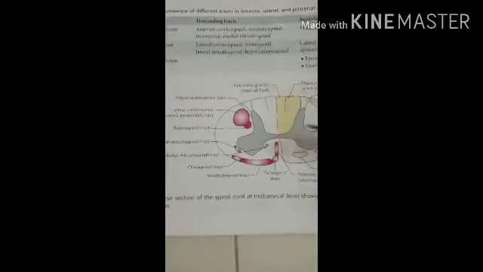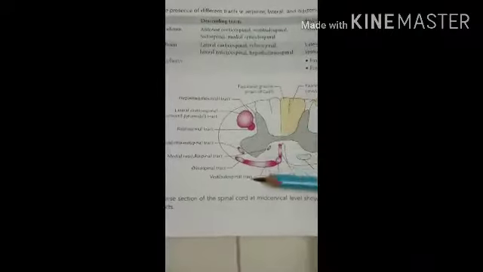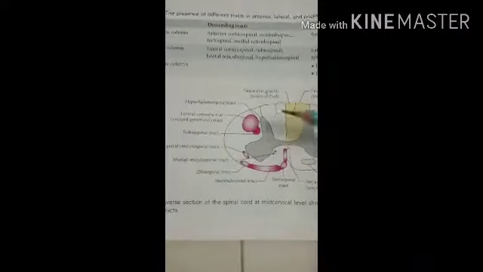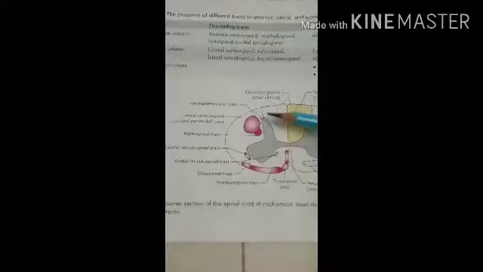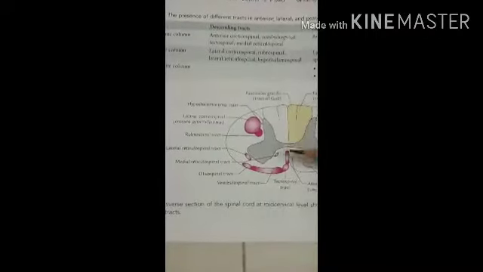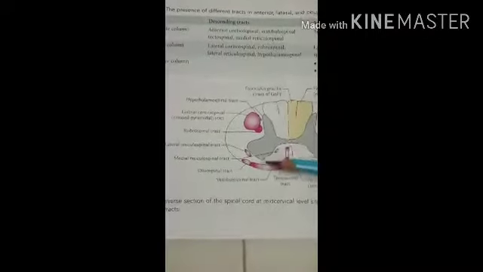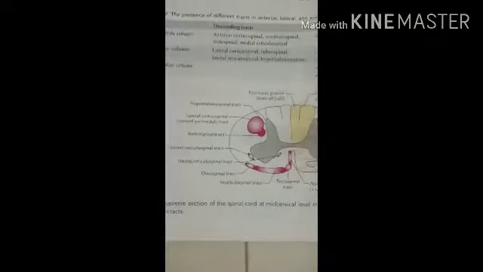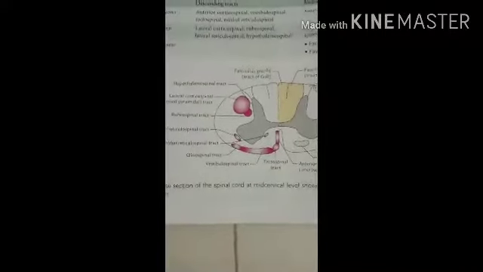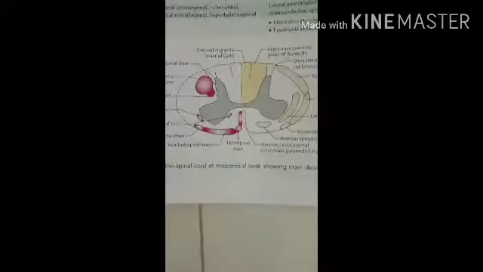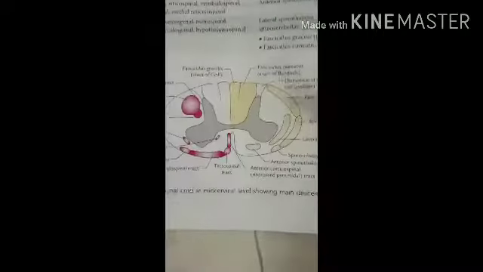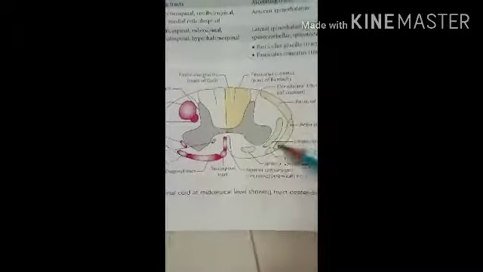So all the descending tracts control the voluntary movements of the skeletal muscles of the body through the anterior horn cells. Then, having seen the descending tracts, let's see the ascending tracts.